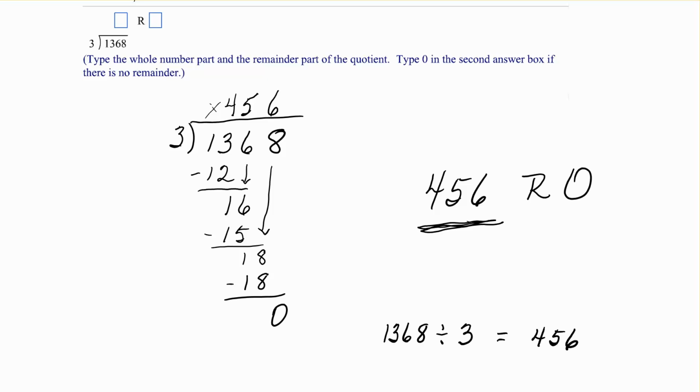So in this lesson, you'll do mostly multiplication, but begin to think about division also.